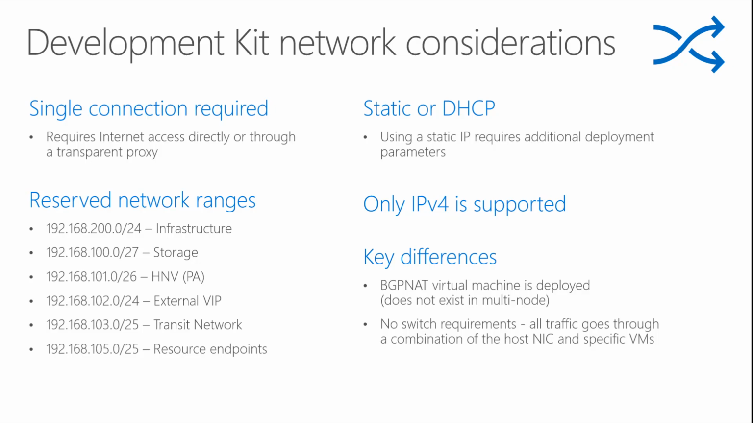Key differences between the Azure Stack Development Kit and the integrated system is that the BGP NAT virtual machine is deployed. That does not exist in a multi-node system. And there are no switch requirements, unlike an integrated system. All traffic goes through a combination of the host NIC and specific virtual machines. The POC machine itself supports connecting to a switch access port or trunk port. And if you're using a trunk port, or if you need to configure a VLAN ID, you have to provide that VLAN ID as a deployment parameter.